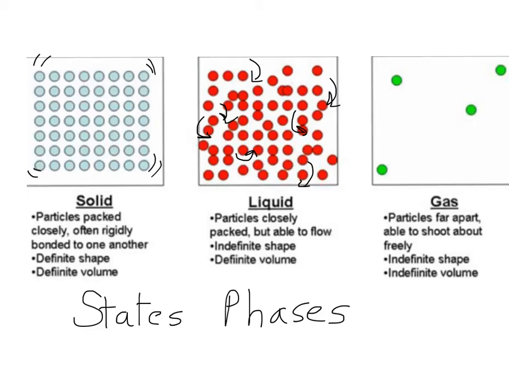Gases are particles that are completely broken apart from each other. The attraction is completely overcome with speedy, speedy motion. So the particles are jetting off in straight lines in any direction they can go in.